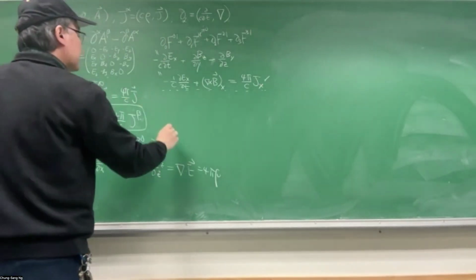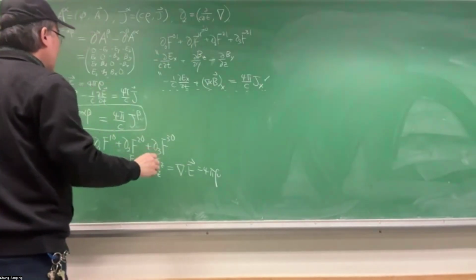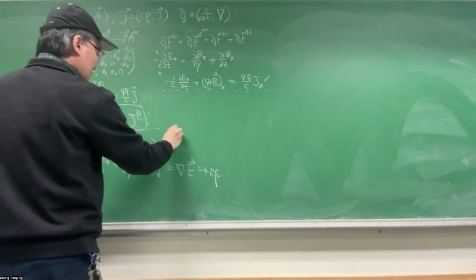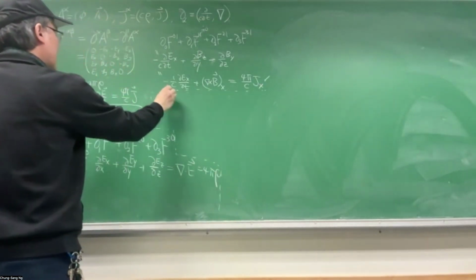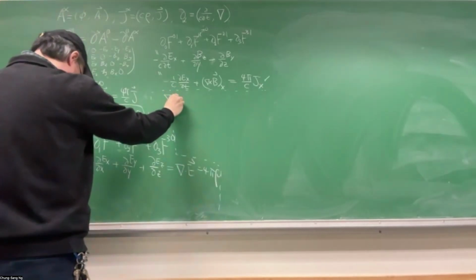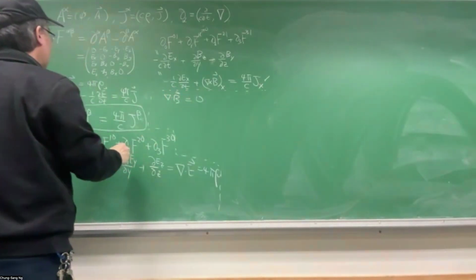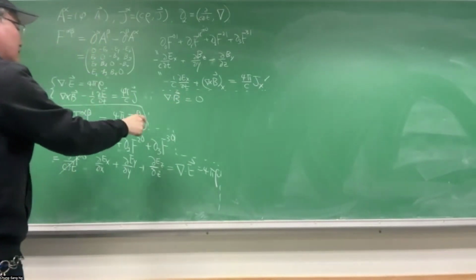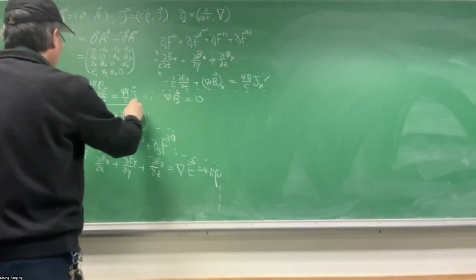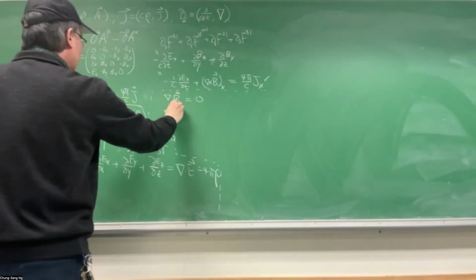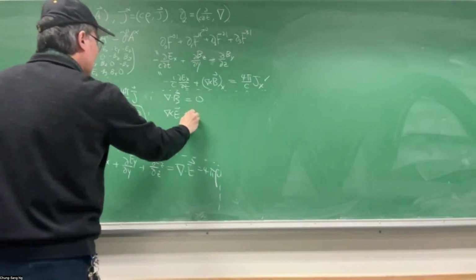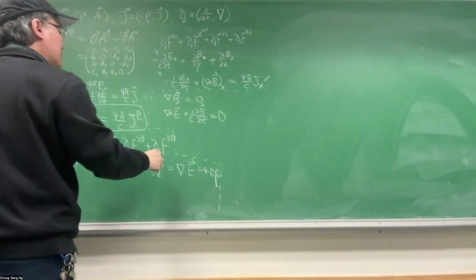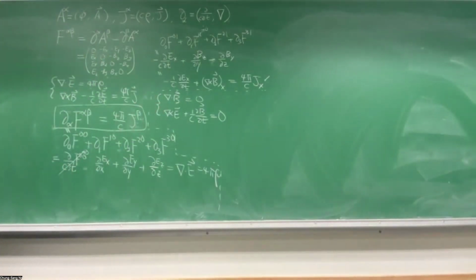Now the other 2 Maxwell equations are without source. Basically the right hand side is 0. So we write down divergence B is 0, right? And then the other vector equation is Faraday's law: curl E plus 1 over c, partial B partial t, equals 0. Okay, so you have 2 more.